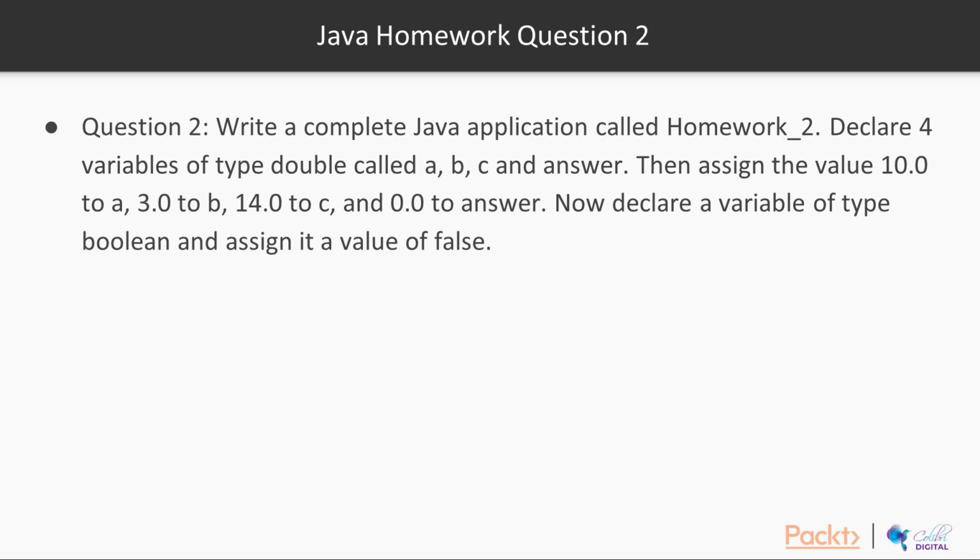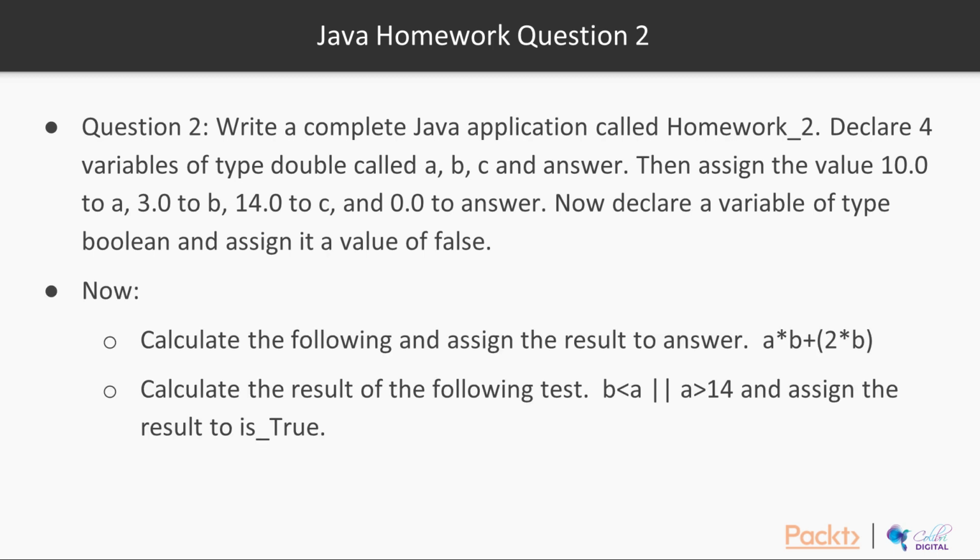Right, now we get to question 2. What I wanted you to do here is write a Java application called Homework 2. We were going to declare 4 variables of type double, to be called A, B, C, and answer. Then I wanted you to write some values to these named memory locations. We were going to assign values 10, 3, 14, and set answer to 0.0.